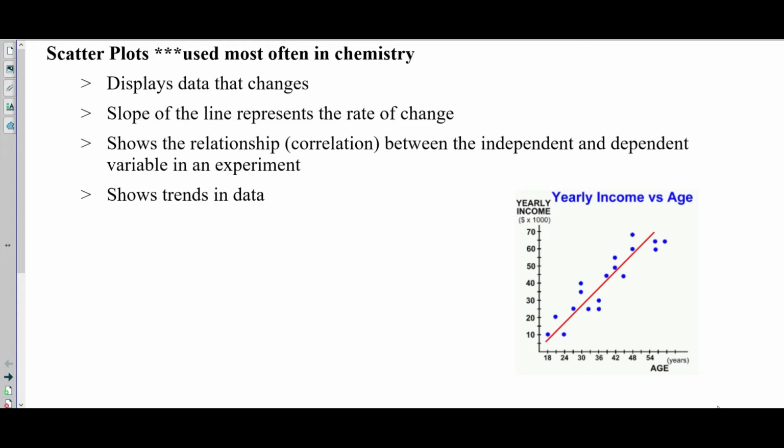Hello, this is Mrs. Rutchling, and today we're going to talk about scatter plots. These are the graphs that we're going to use most often in chemistry, and they show us the relationship between our independent and our dependent variable. We can look at it for trends. If we needed to, we could calculate the slope, and that would represent our rate of change.